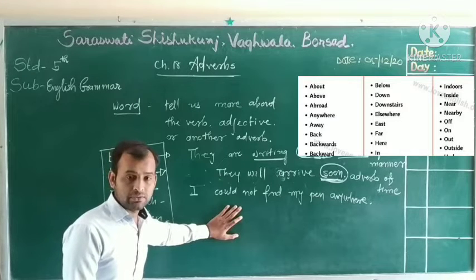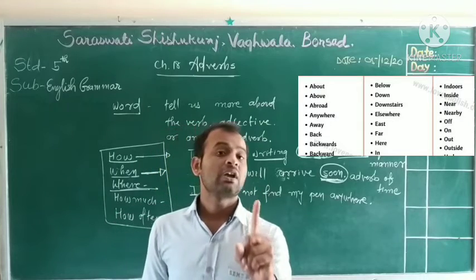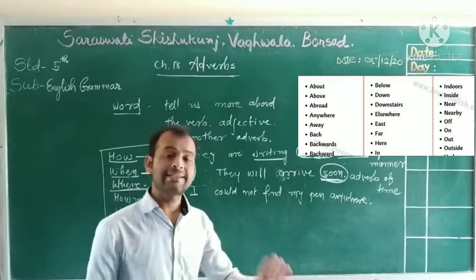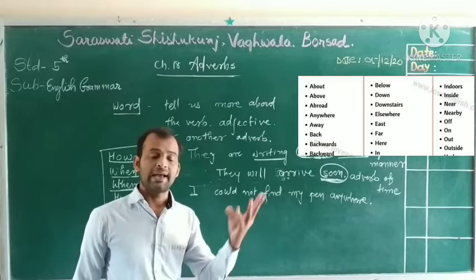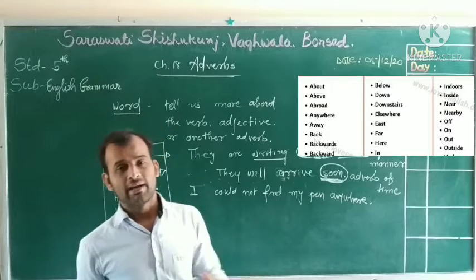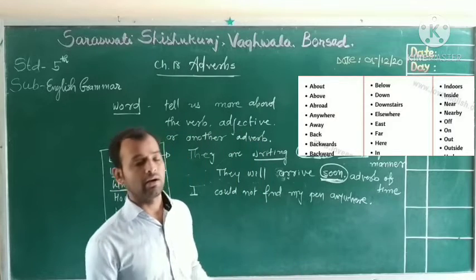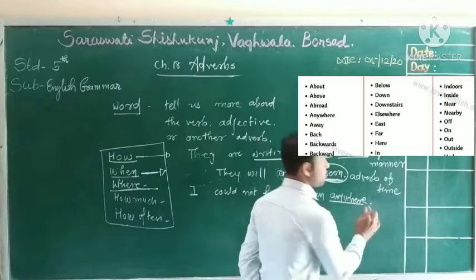Listen to me, my dear students. You need to remember words. Those words, they show place. They indicate place. There are some words that indicate place. If you remember, everywhere, nowhere, somewhere, inside, outside, up, down, anywhere, that is called place.